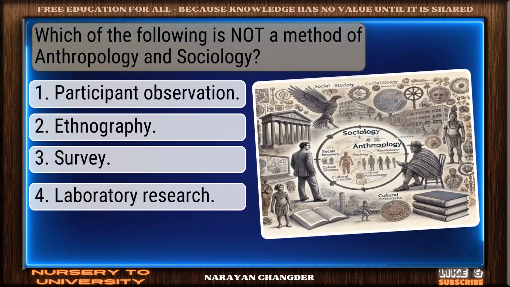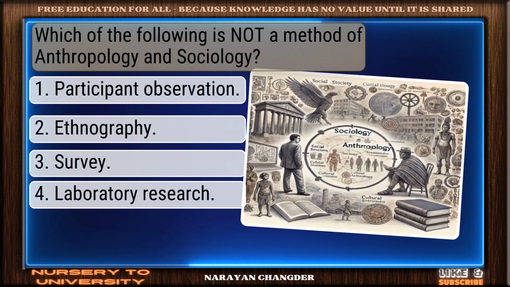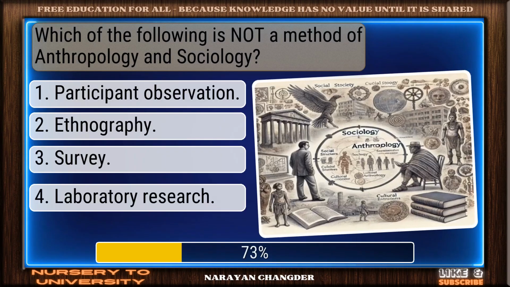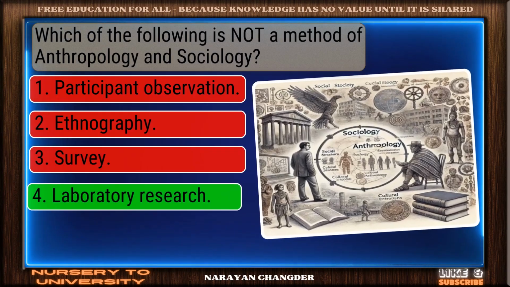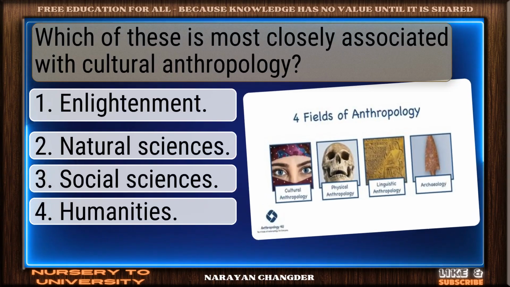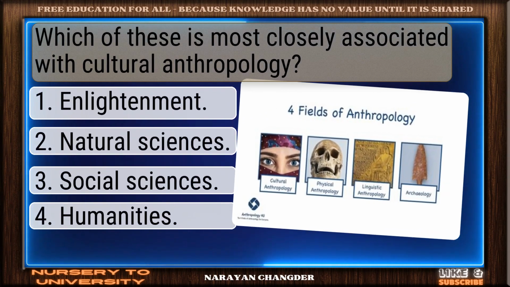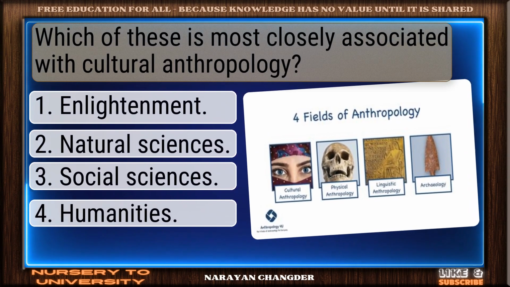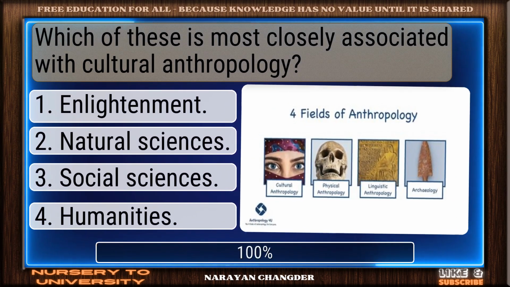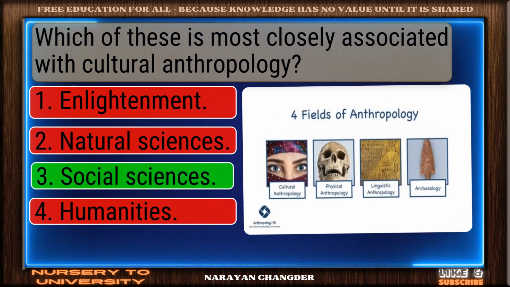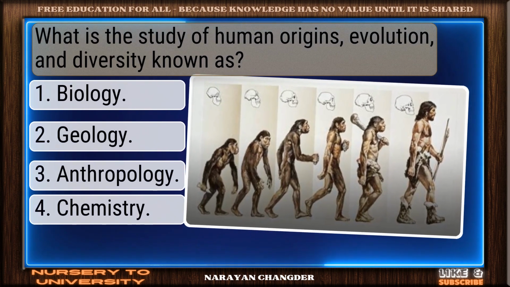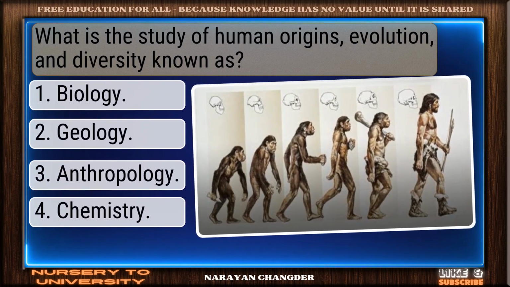Which of the following is not a method of anthropology and sociology? Good job. Laboratory research works well here. Which of these is most closely associated with cultural anthropology? Correct. Social sciences is the right answer. What is the study of human origins, evolution, and diversity known as?